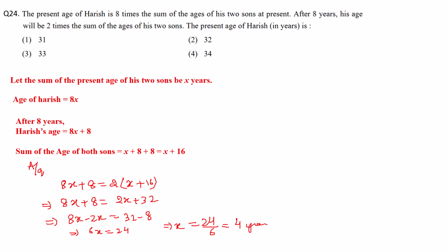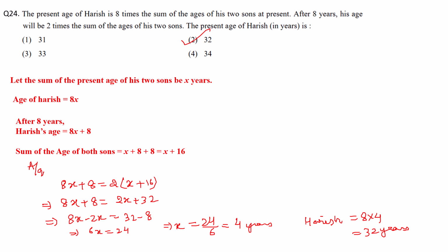Now what you have to find, you got the present age of his two sons. Now you have to find the age of Hari, isn't it? So Hari's age will be 8 into 4, which will give you 32 years. So from the options, if you see, the second one is the correct option.